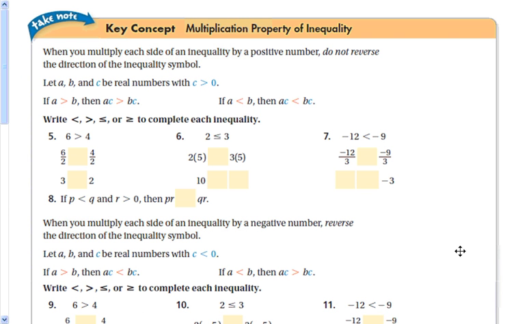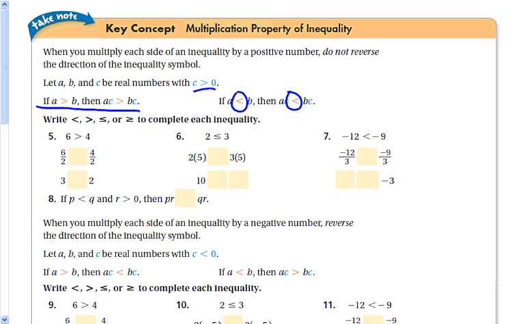So here's the important concept. If you're multiplying both sides of an inequality by a positive number, leave the sign the same. That's basically what this says. If A is greater than B, then A times C is greater than B times C if C is greater than 0. If A is less than B, then A times C is less than B times C if C is greater than 0. So notice the signs did not change with positive numbers.